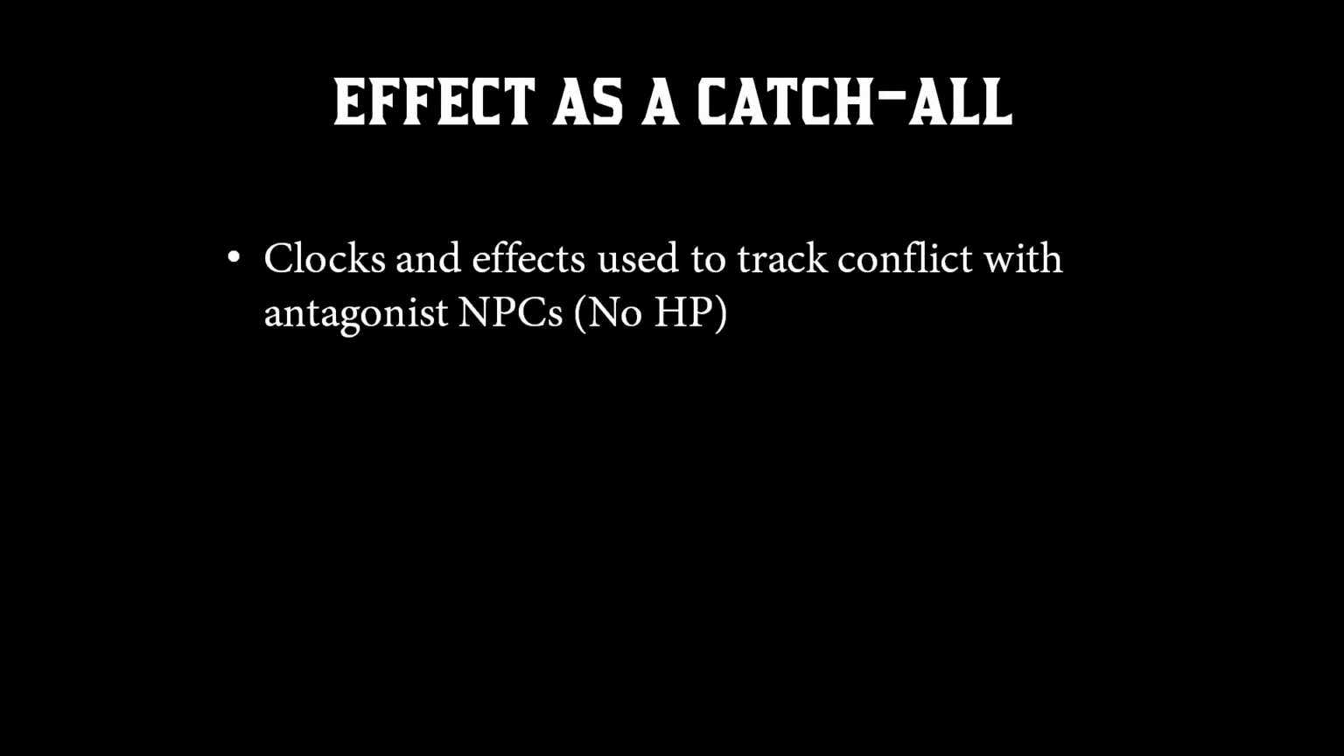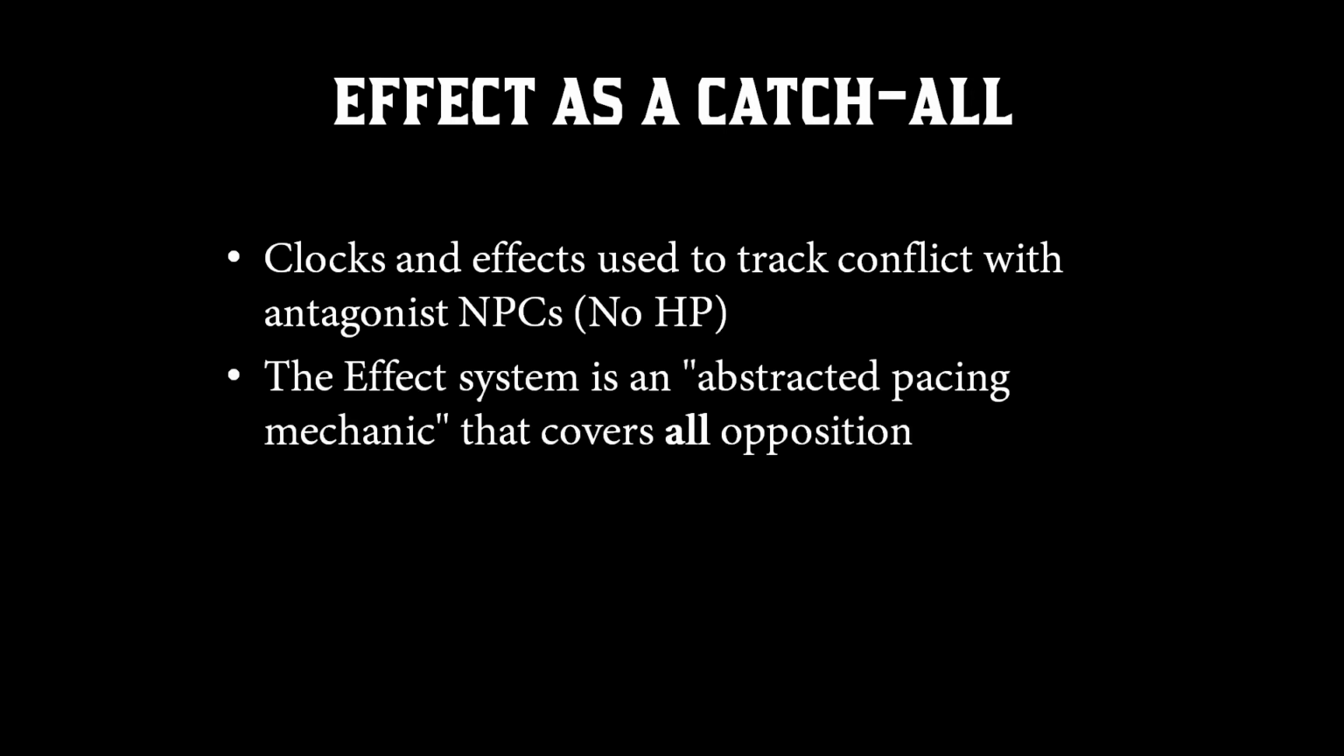So, effect in Blades in the Dark is used as a catch-all for consequences. And what I mean by that is that clocks and effects are used to track conflict with antagonist NPCs instead of HP. In many games, antagonist NPCs, whether they're monsters or humans or what have you, are given HP as a way to track the player's progress in overcoming them as obstacles. However, in Blades in the Dark, you simply use a clock for this purpose, just like you would use for any kind of opposition in the game.